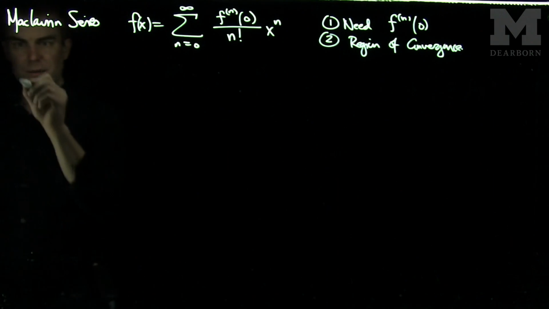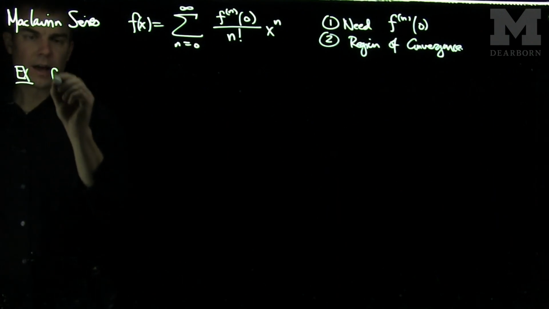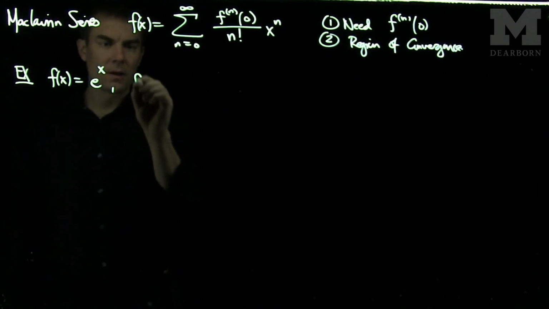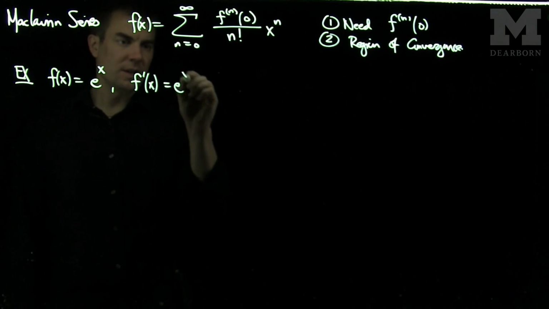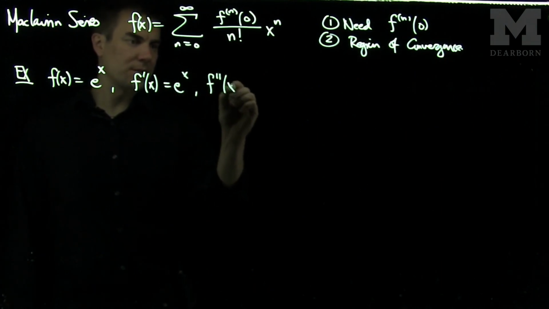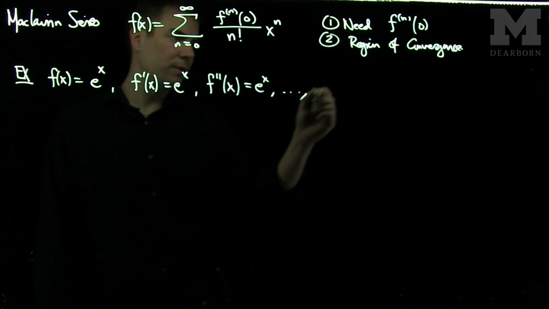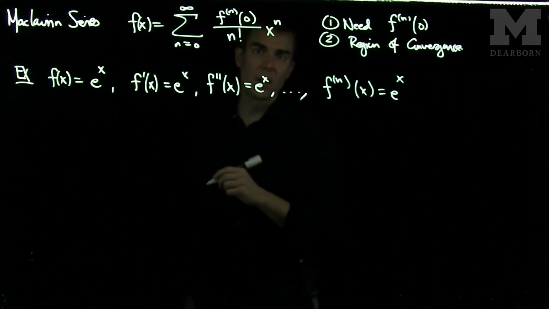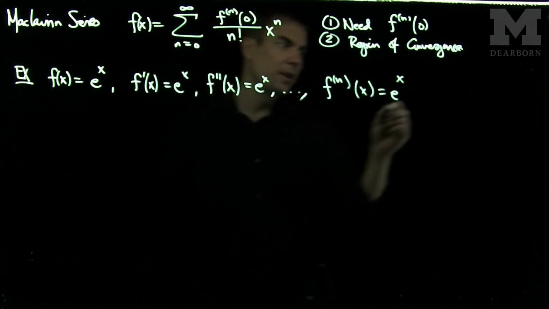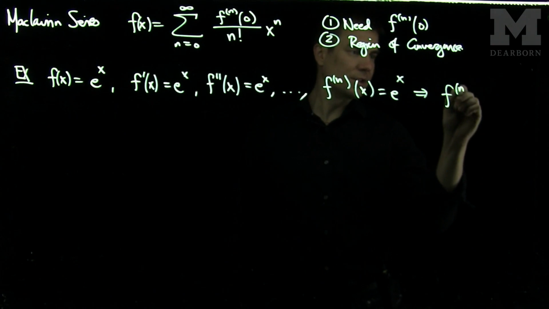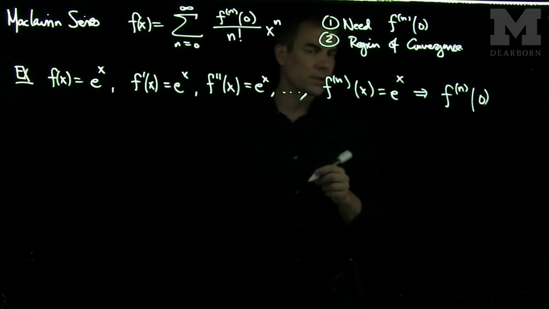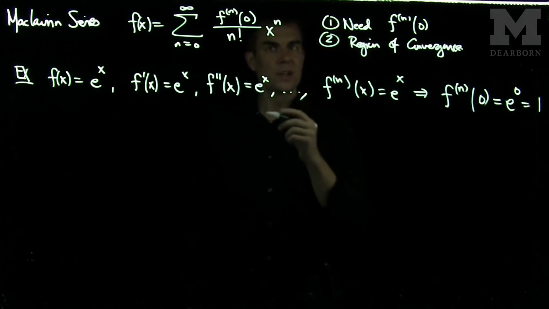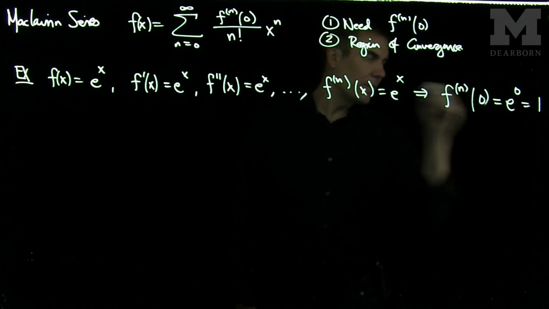So, let's consider an example. If I look at f of x, which is e to the x, then f prime of x is e to the x, f double prime of x is e to the x, and so on forever. The nth derivative of this function at x is just e to the x. All the derivatives of e to the x are e to the x. Therefore, if we plug in 0 into any of these functions, we will have e to the 0 or just 1. So we see that all of these derivatives evaluated at the origin are equal to 1.